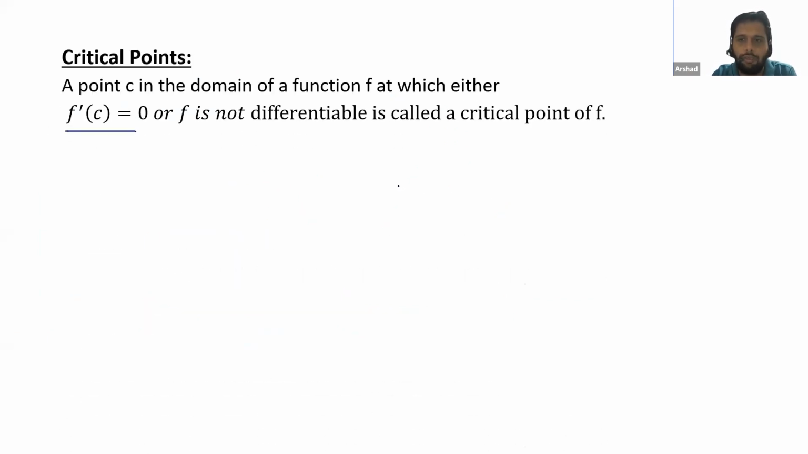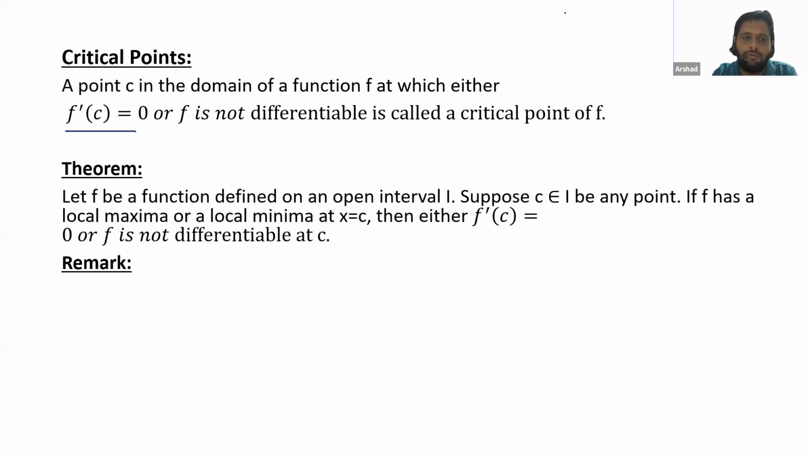Okay, so critical point we have discussed. Next we have a theorem. The theorem is: let f be a function defined on an open interval I. Suppose c is a point which belongs to this interval. If f has a local maxima or a local minima at x equal to c, then either f dash c is equal to 0 or f is not differentiable at c. This is the same point which you noted down yesterday.